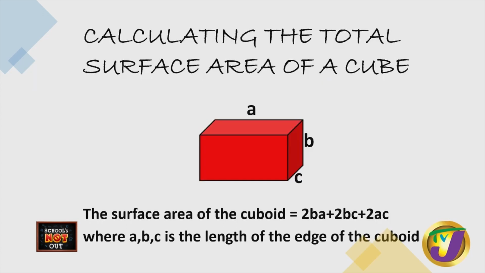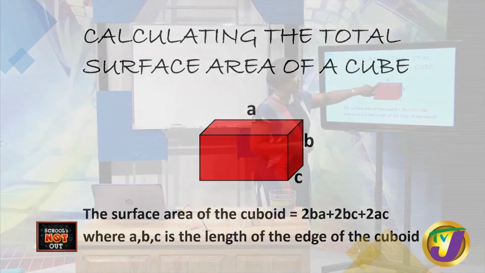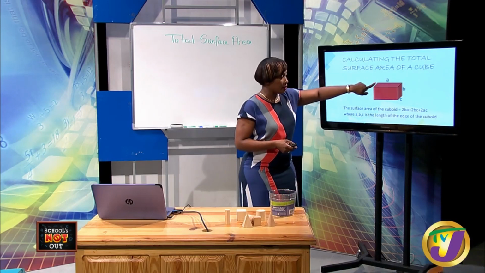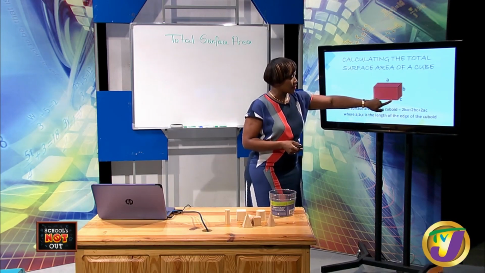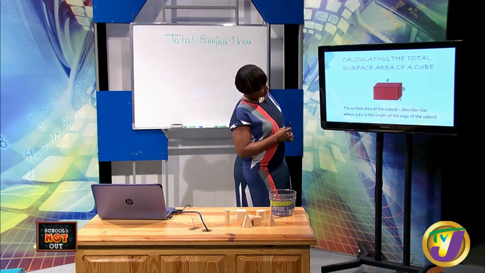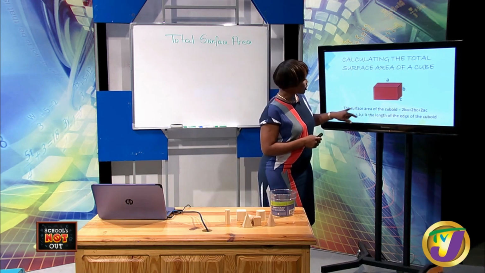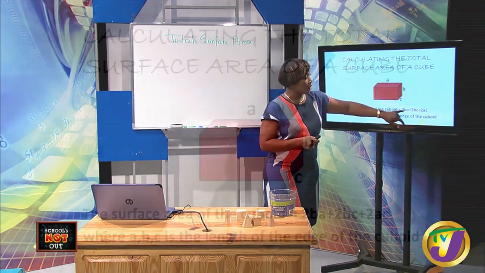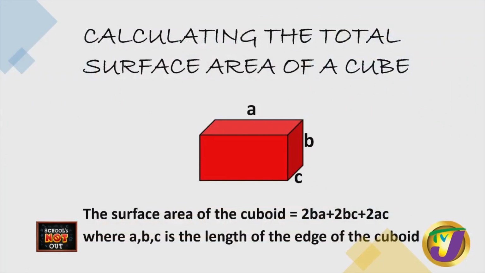Now, if we were to use another type of cuboid, which would be this one with the 3 pairs of congruent sides, we now have to pay attention that this length is different from this and from this. Therefore, the surface area of the cuboid would be 2AB plus 2BC.